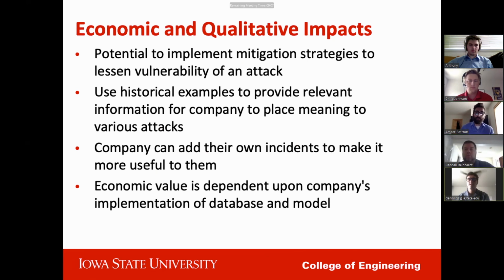In terms of economic and qualitative impacts of our project, the company we work with now has the potential to implement mitigation strategies to lessen the vulnerabilities of these types of attacks. They can also use historical examples to provide relevant information for the company to be able to place meaning to these various attacks. And in turn, they can also add their own incidents to make it more useful to them and their organization. And ultimately, the economic value is dependent upon the company's implementation of this database and model.